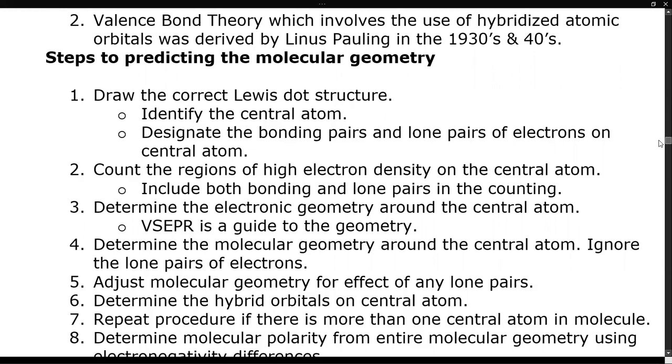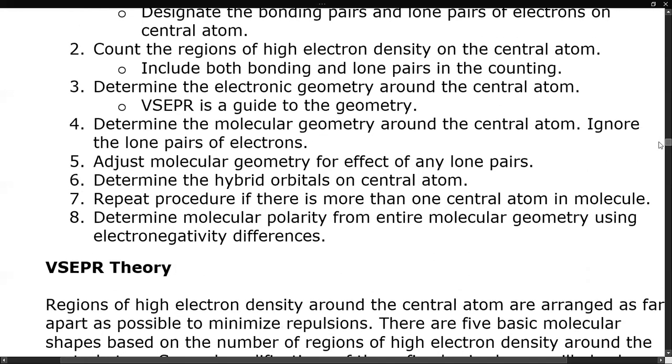The molecular is the shape of the molecule if you ignore the lone pairs. Now, the lone pairs do impact the shape just a little bit, so we'll talk about that. And then we'll determine the hybrid orbitals according to valence bond theory. And we'll repeat that procedure if there's more than one central atom.